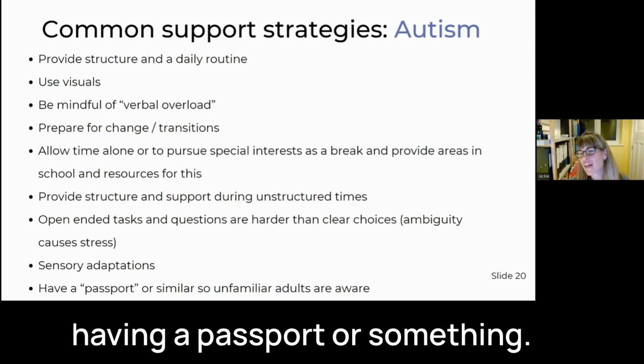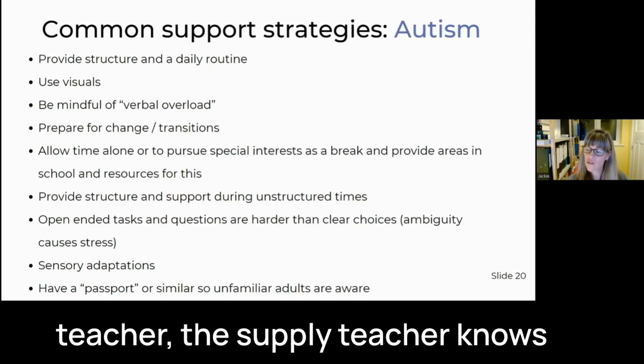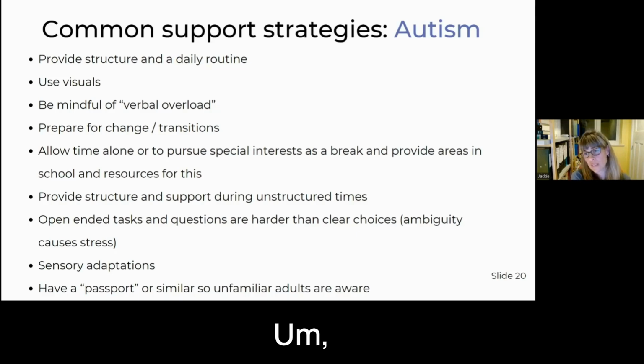And having a passport or something, so that if they're taught by a supply teacher, the supply teacher knows this is what this child needs. So those are some of the common ones for autism.